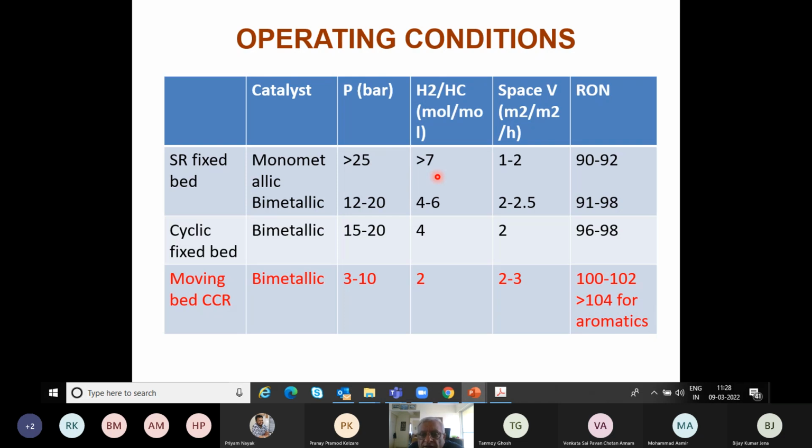Just to give you an idea, suppose at start of run we start at 510 degrees Celsius. At end of run we might end up at 530 degrees or somewhere around that, so that we compensate for the deactivated catalyst. But beyond that, it becomes uneconomical, or we might hit the temperature limits of the metallurgy of the unit.